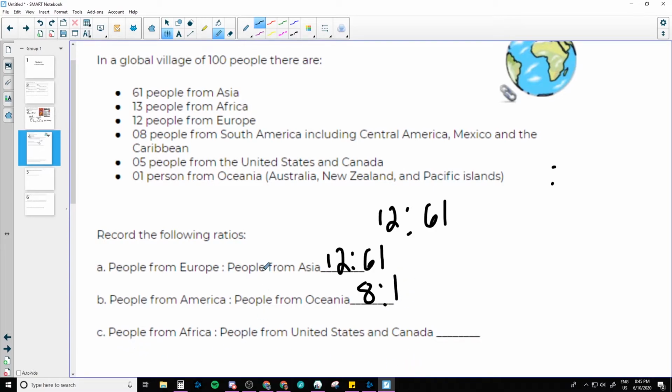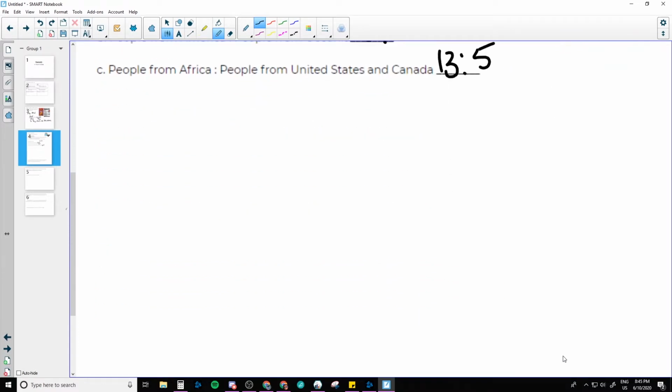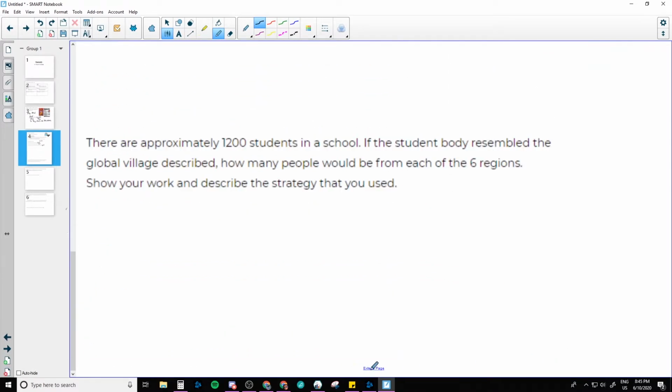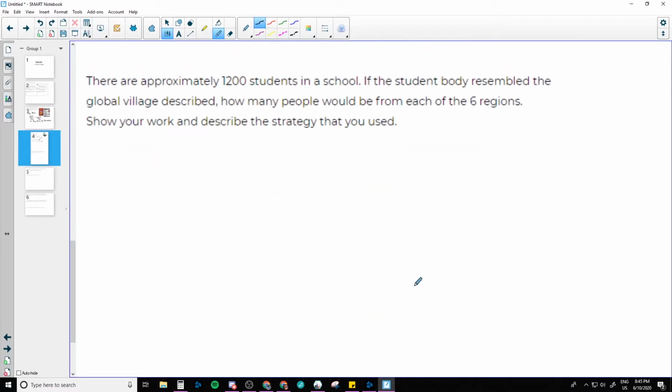And the last one, people from Africa, 13. People from the United States and Canada, and that's 5. Okay, really simple, setting up our ratios like that. So let's take a look at this question here. It says there are approximately 1,200 students in a school.